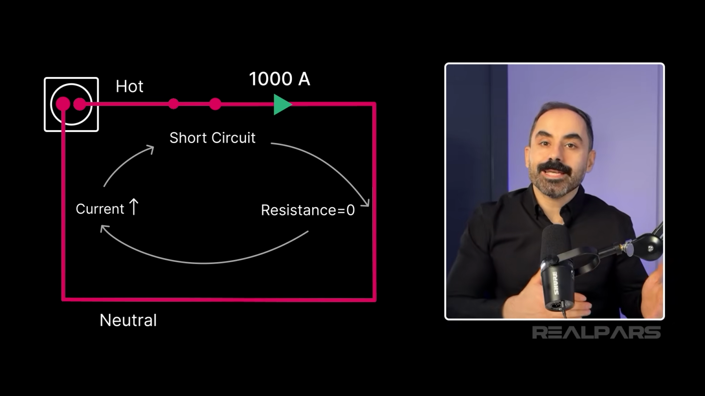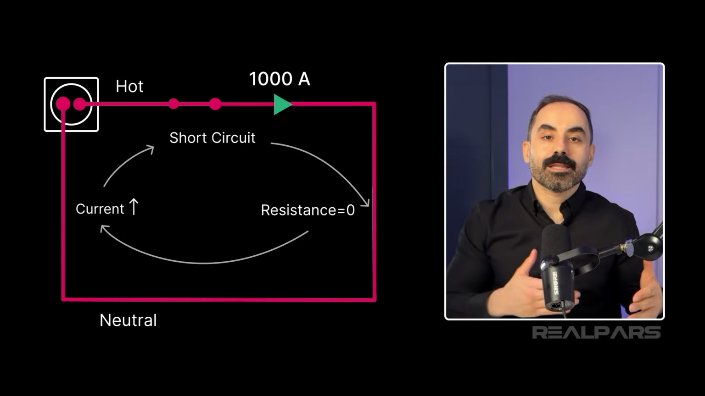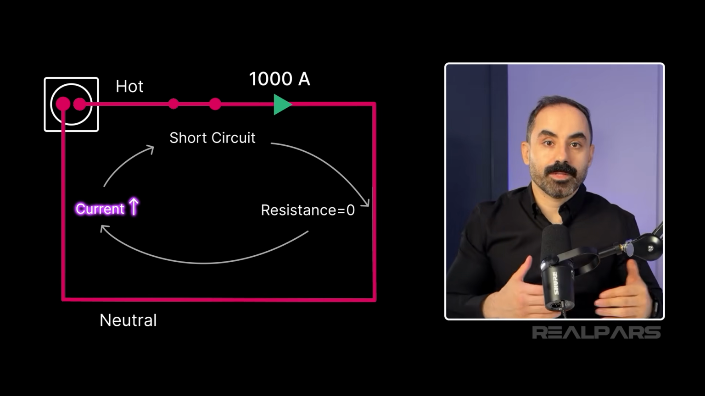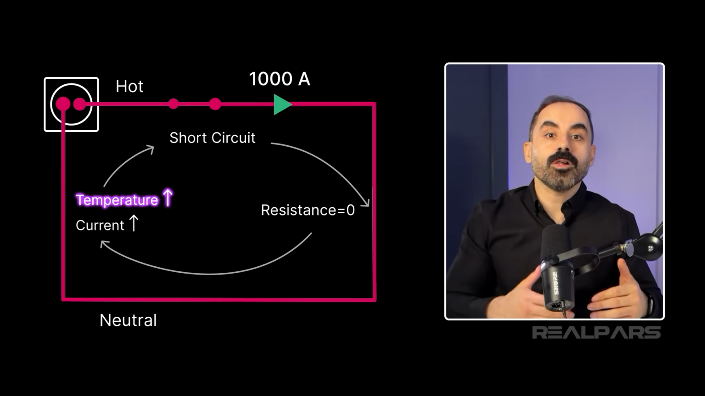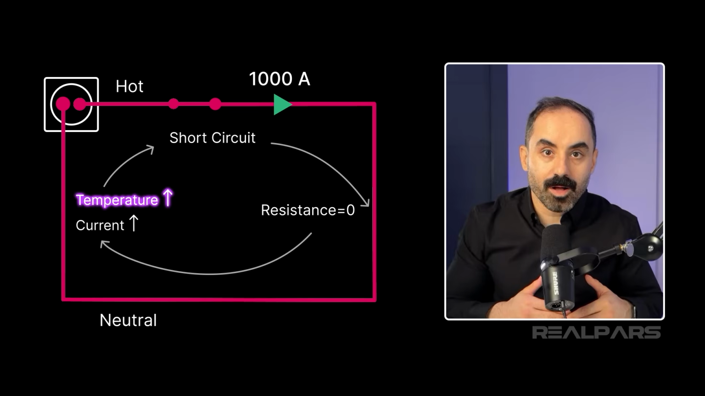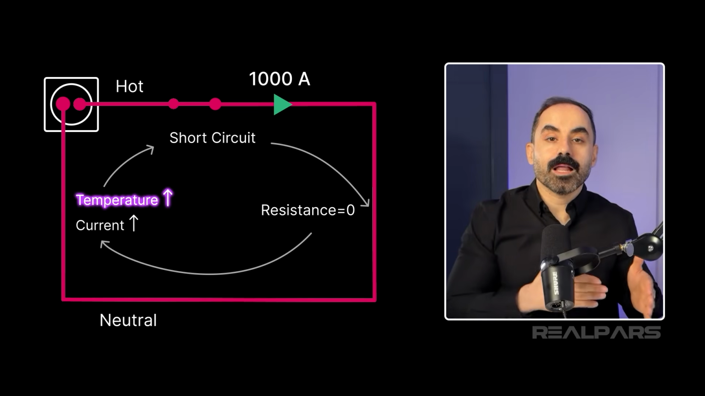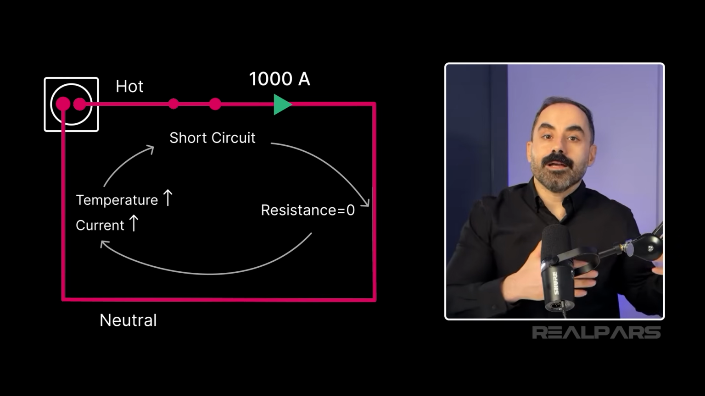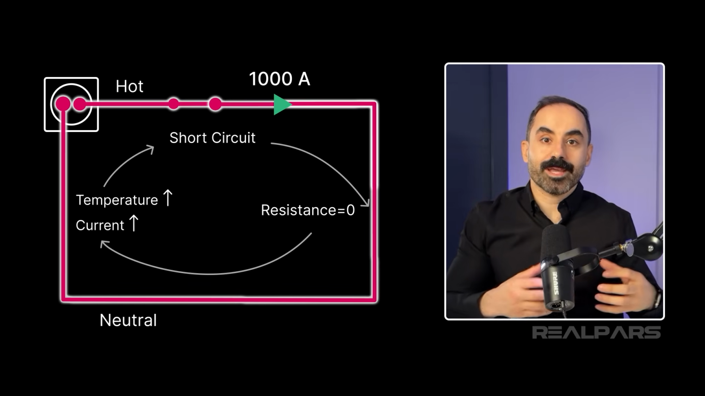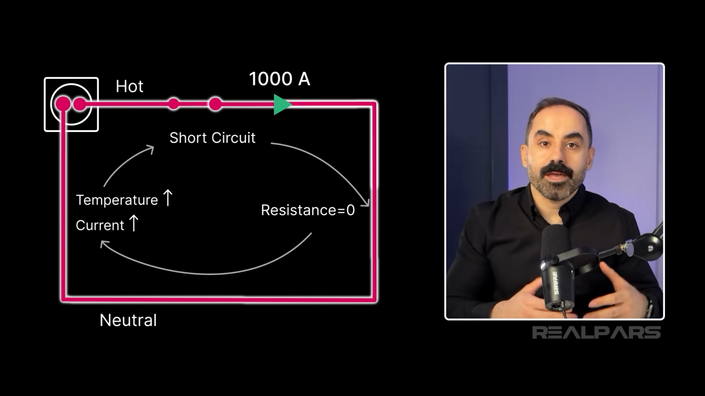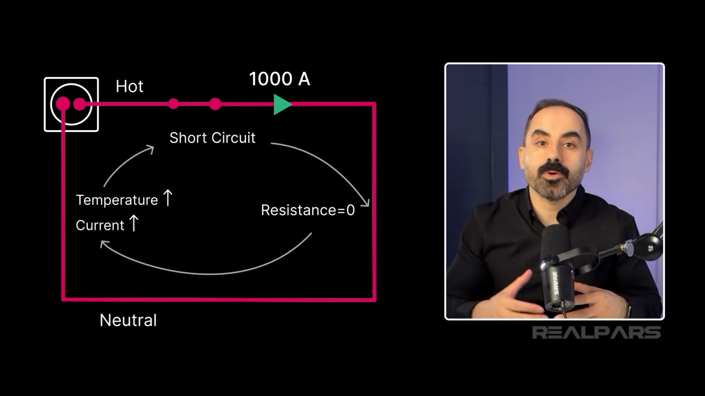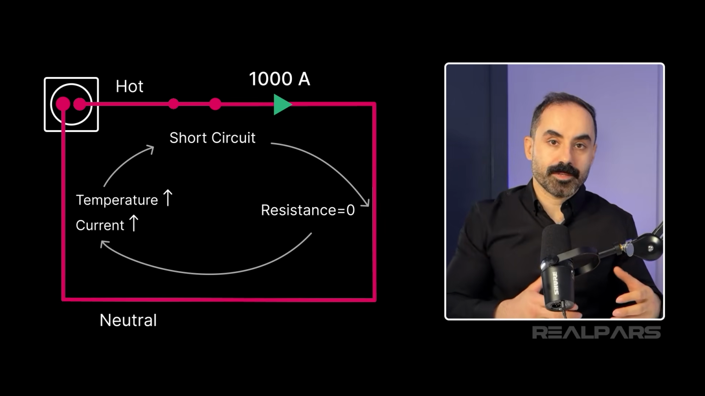Well, when a short circuit happens, as I mentioned, the current goes extremely high. When the current goes extremely high, the temperature will also go extremely high as well. And when that happens, a lot of other bad things can happen as well. For example, the high temperature can melt the wires or can even start a fire. In big industrial systems, a short circuit can cause big explosions or even damage to personnel.